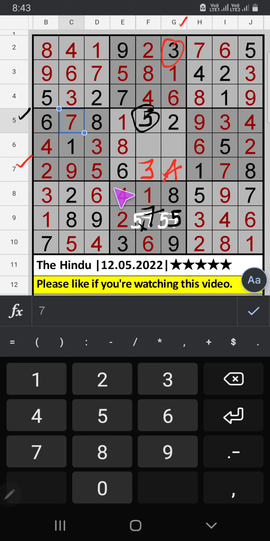Sixth row, 2 numbers are remaining, 7 and 9. Column G, we already have 9, so 9 can't come in this cell. 9 is confirmed here, then 7 is here.